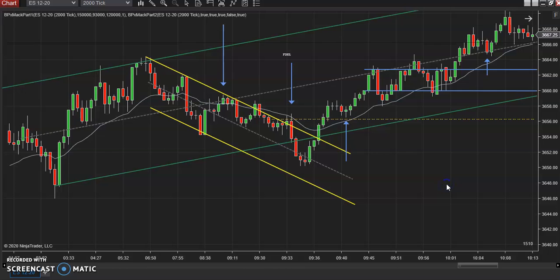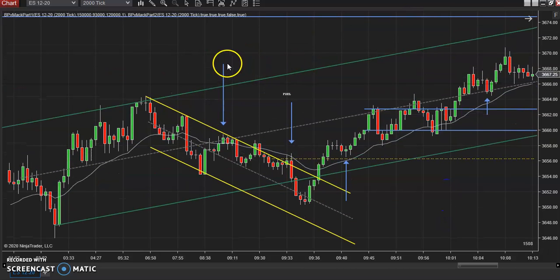So there's a failed second entry long. This is a second entry short. Here we have, this is actually a second entry long over here. So prices go down there, they bounce, and then you get this big leg up.